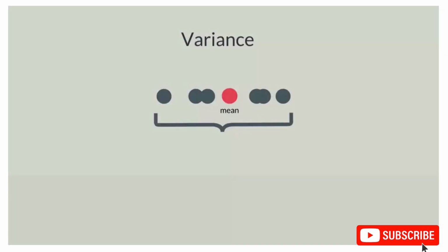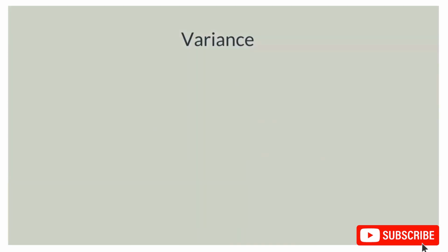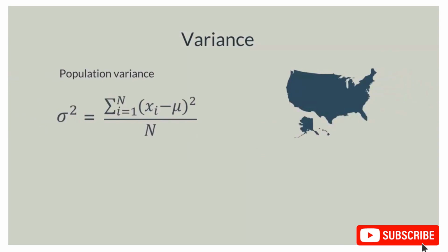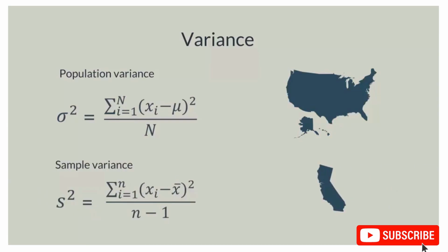Variance measures the dispersion of a set of data points around their mean value. Population variance, denoted by sigma squared, is equal to the sum of squared differences between the observed values and the population mean, divided by the total number of observations. Sample variance, on the other hand, is denoted by s squared and is equal to the sum of squared differences between observed sample values and the sample mean, divided by the number of sample observations minus 1.